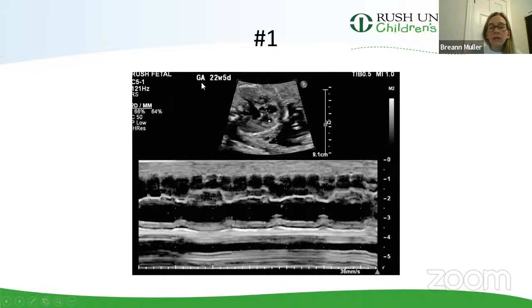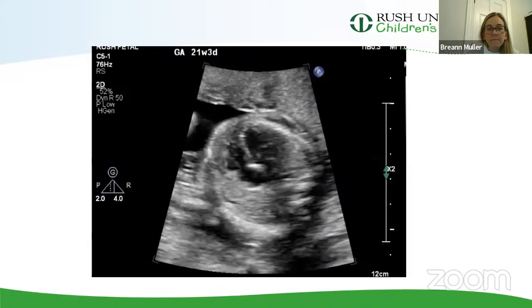Now we can move the cursor and get the image that we want. So that has helped us a lot with M mode. And you can see on the top, the atrial contractions, very regular, normal, about 140 to 150. The ventricular contractions on the bottom are slow at about 50. So this patient already had complete heart block at 22 weeks.